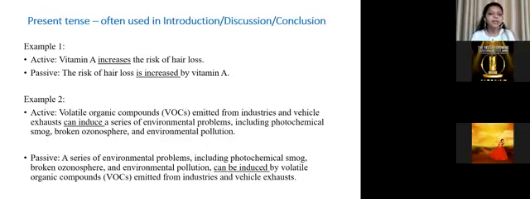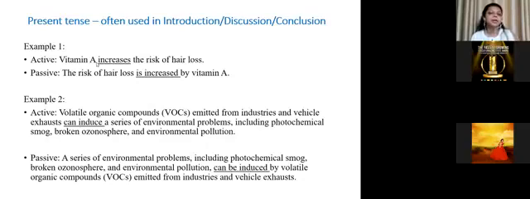Otherwise, imagine here it says increases, and you are going to put was increased. Then you will be wrong. So if you're going for a passive construction, my point is this: depending on your requirement you can use both. And sometimes, especially for the intro, you can use active constructions as well.